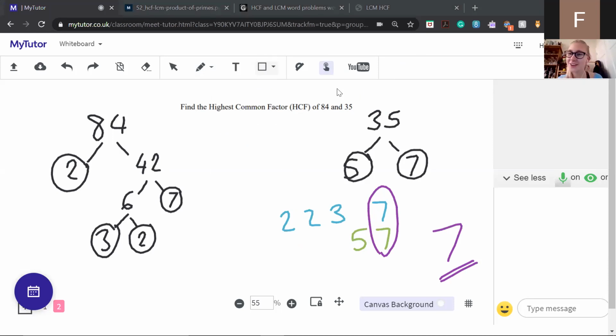Cool. Someone's asked me to slow down, so I'll do another example, but a bit slower. I get too excited about maths, go too quickly.